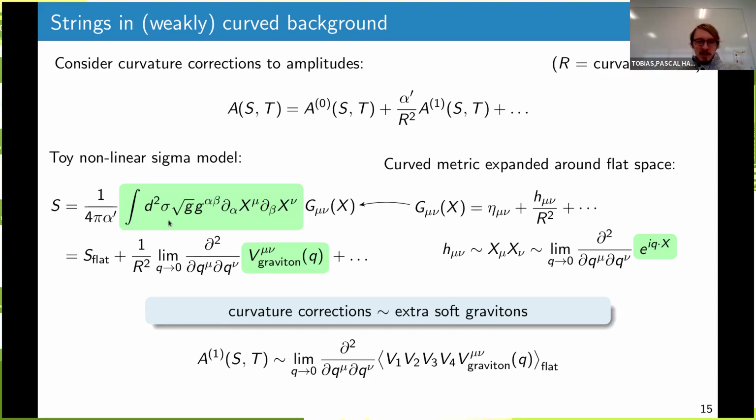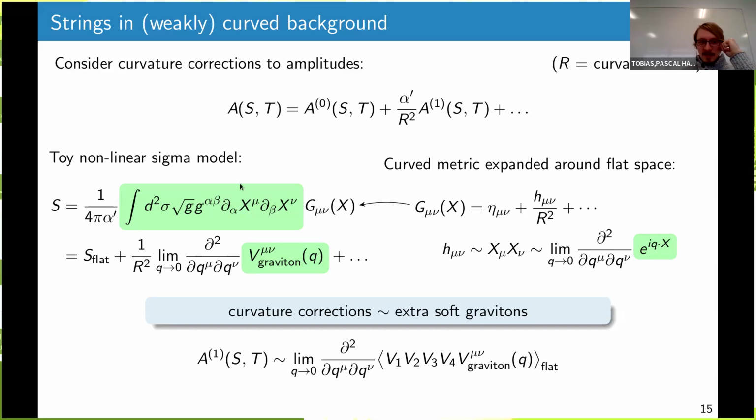This looks like the Polyakov action with a curved metric. Now we expand this curved metric around flat space. So we have the flat metric, and as long as we at least consider maximally symmetric spaces, the correction looks like x mu x nu over R squared. We can choose to write it like this: we take this exponential e to the i q x, take two derivatives in q to get down x mu x nu, and then send q to 0.